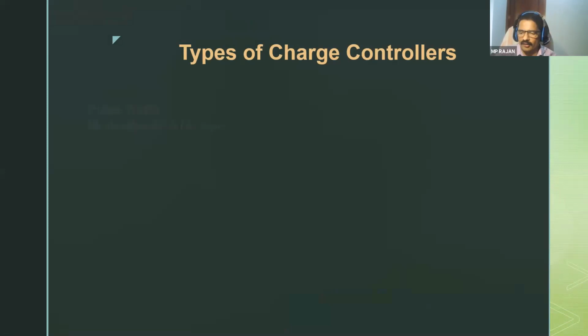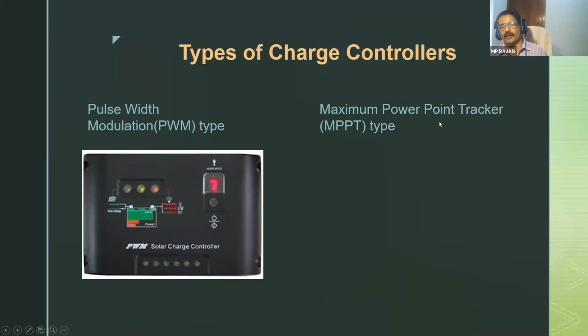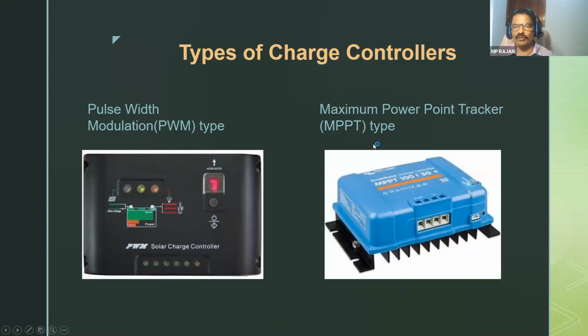So now let us see various types. There are mainly two types of charge controller. The first one is called pulse width modulation type, PWM, pulse width modulation. So this is a figure of a PWM type charge controller. The second one is the maximum power point tracker. You will be familiar with this point, MPPT. Already we have discussed it. So the charge controller works on the principle of MPPT. It's called MPPT type charge controller. These are the two figures you can see.